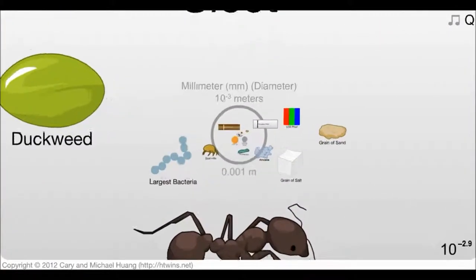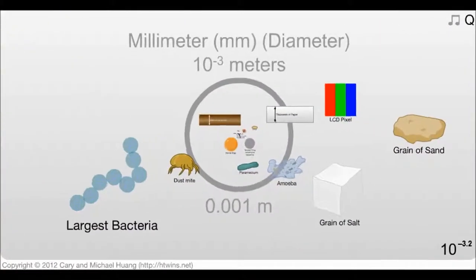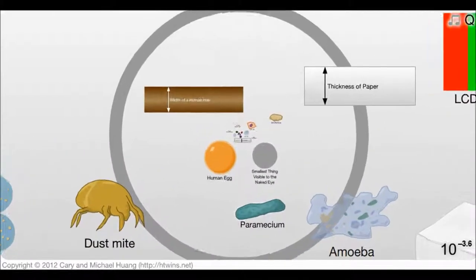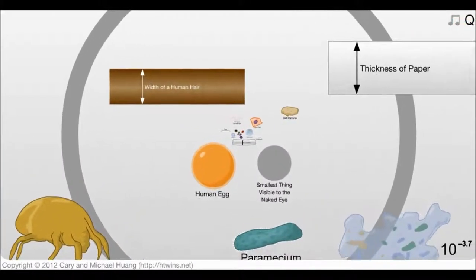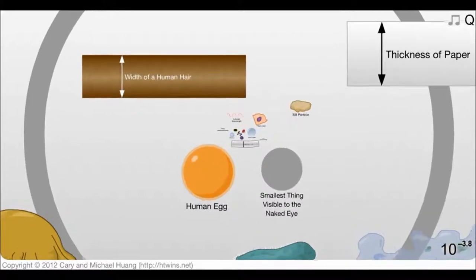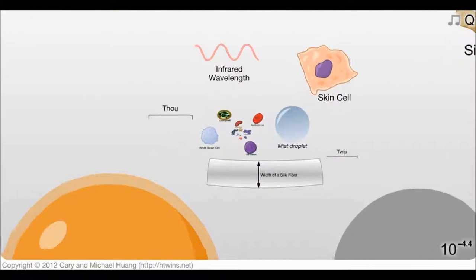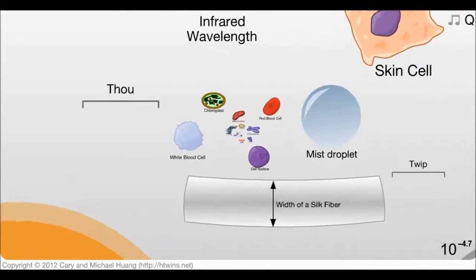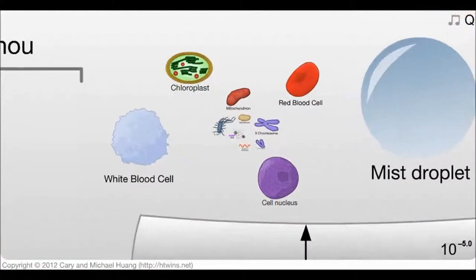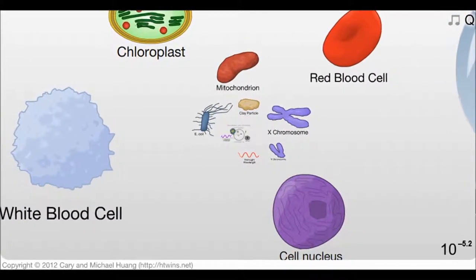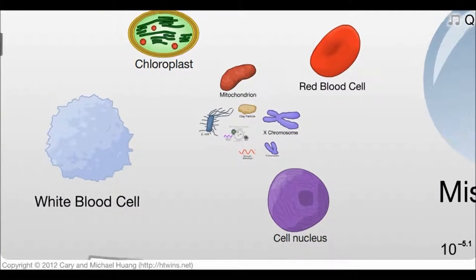So a grain of salt there, we're going up to a millimeter, 1 millimeter in size. That orange ball there, that's a human egg cell. That is one of the largest single cells there is. You can actually see it's about the size of a full stop. Zooming in further, a mist droplet, and there we are, you can see a red blood cell there. Zooming in. So that gives you some idea of the size of what we're talking about.